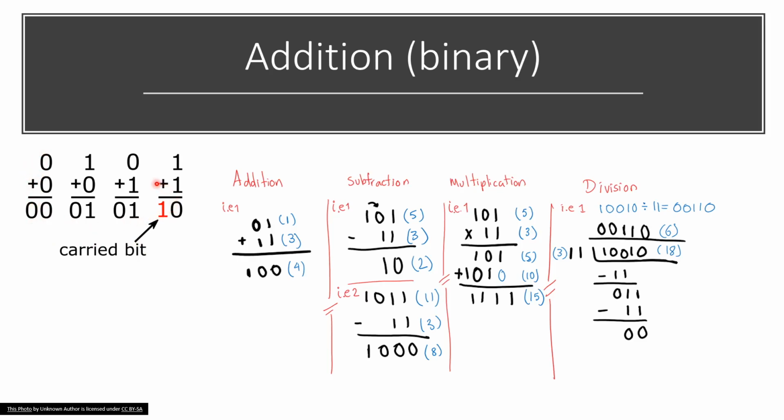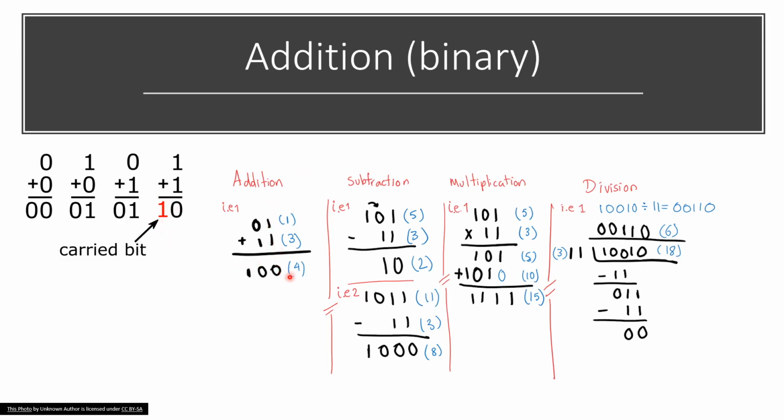When you have binary and you make an addition, you have to follow these simple rules that I will explain here. So 0 plus 0 will be 0, 1 plus 0 will be 1, 0 plus 1 will be 1, and 1 plus 1 will be 0, and carry 1 bit, 1.